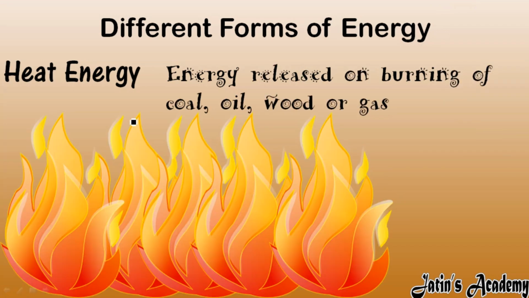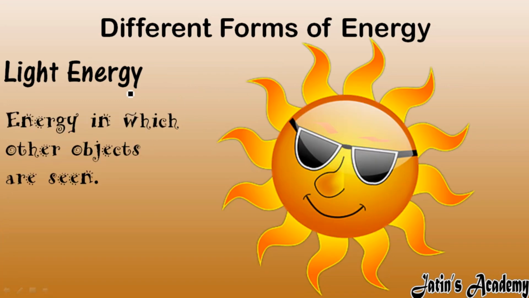Next we have heat energy. Heat is a form of energy which is released on the burning of natural fuels like coal, petrol, wood, gases, or fossil fuels, we can say. Next we have light energy. The energy which is used to see objects, either through the sun or through a tube light, any energy through which we are able to see other things, is called light energy.